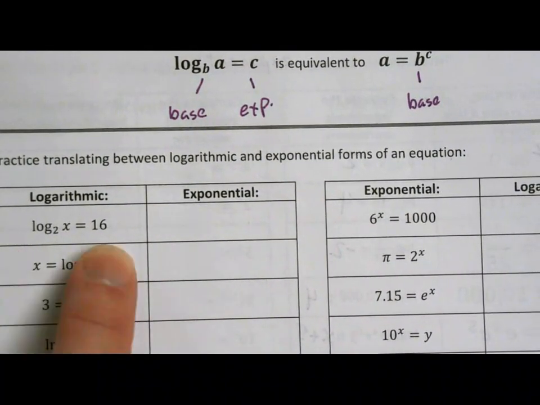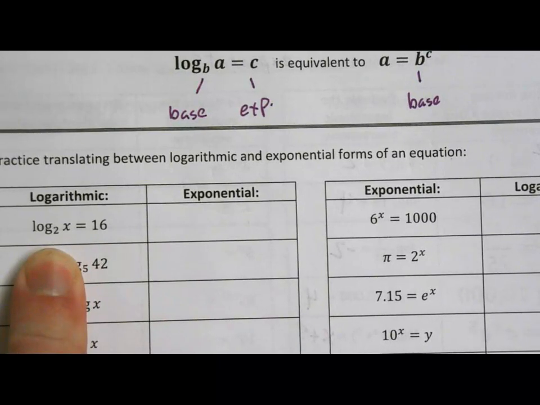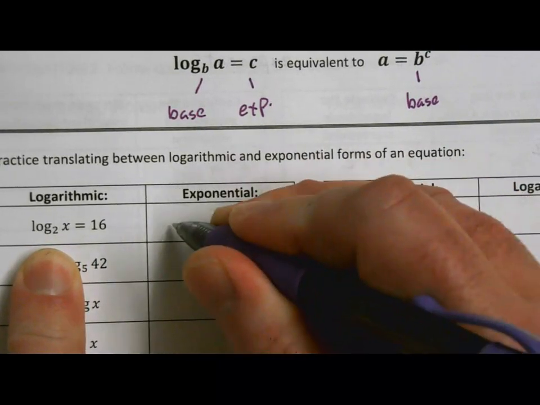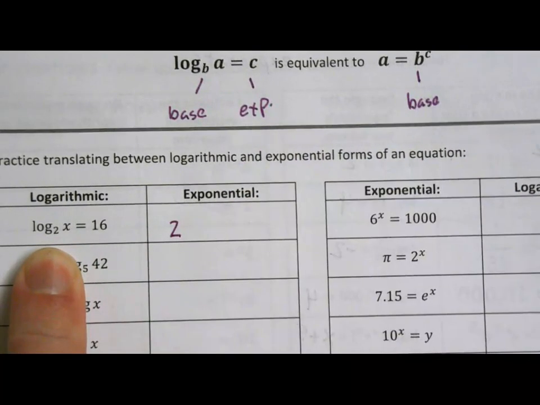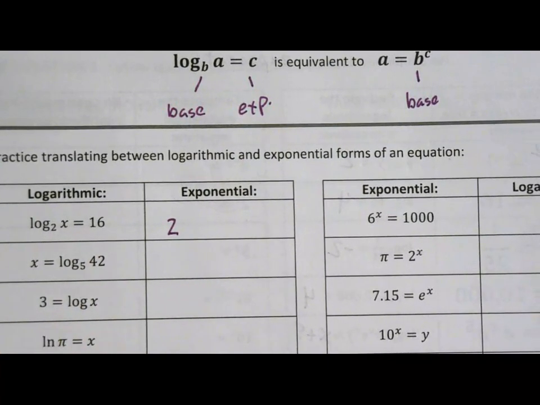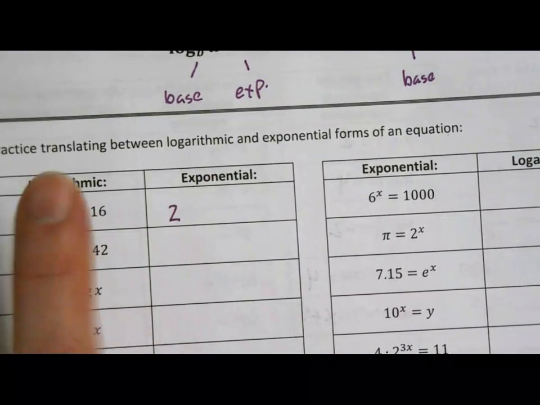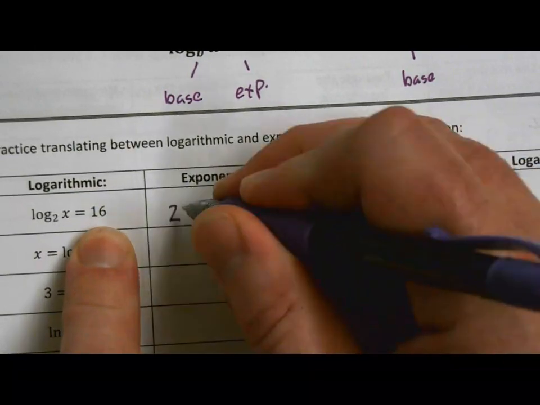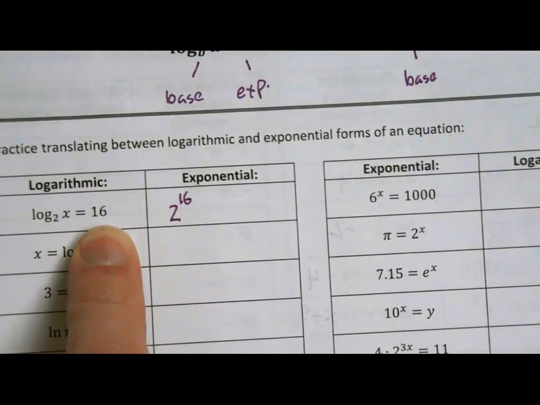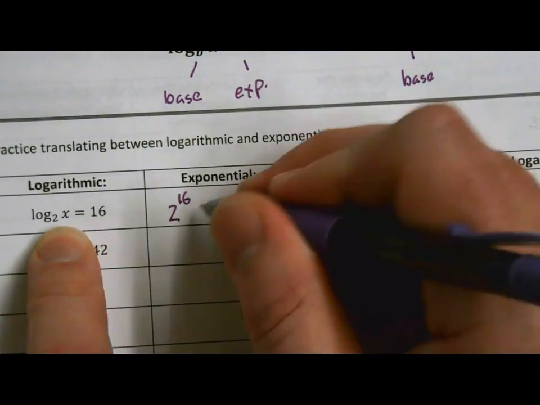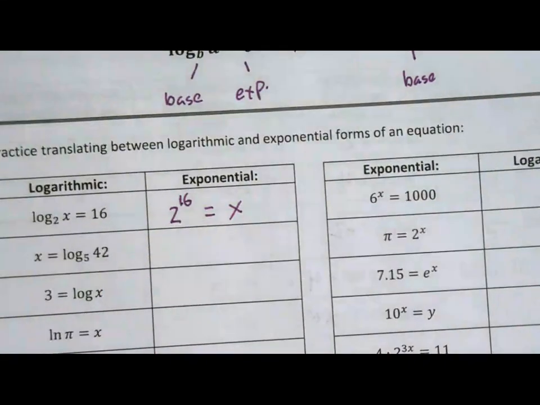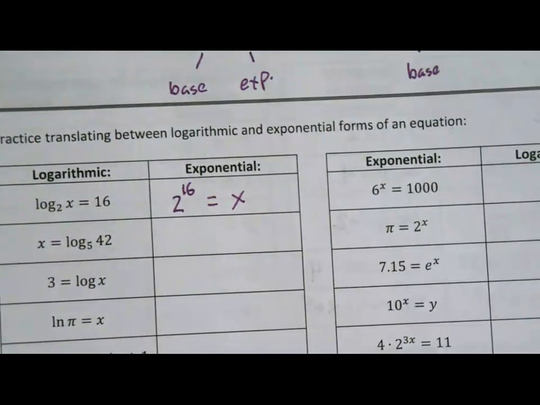Look at this equation and tell me what's the base. Copy that down over here someplace. It doesn't matter. I'm going to put it on this side. 2 is the base. And tell me what's the exponent in this equation. The log is the exponent. So 16 is the exponent. Put a 16 on that 2. And the thing that's left over is the x. So that's going to be equal to x. That's the exponential equation here.